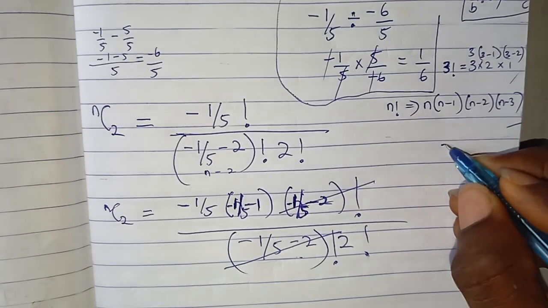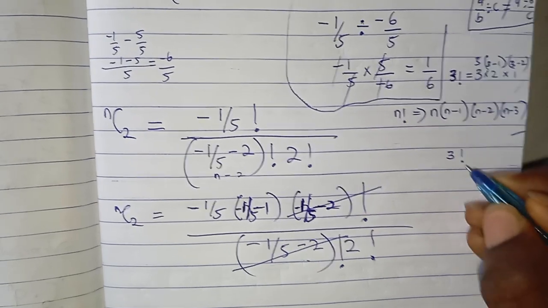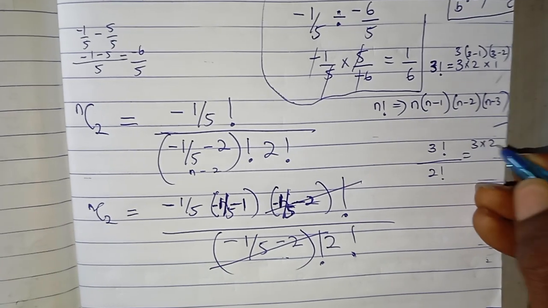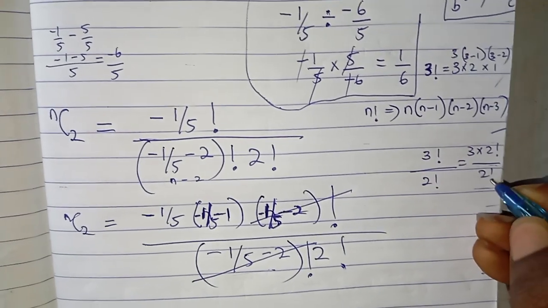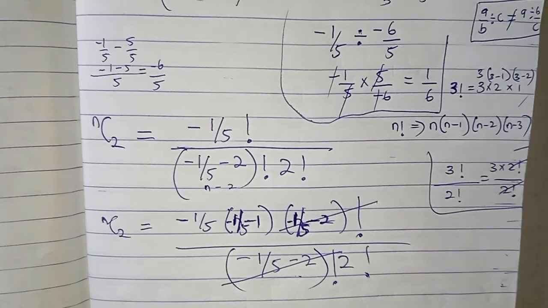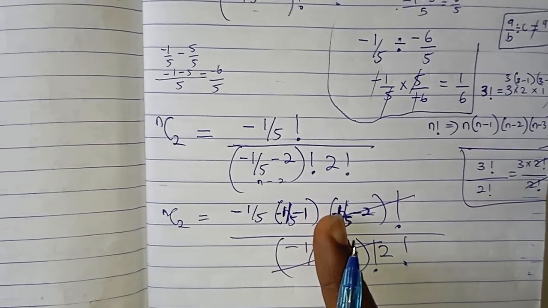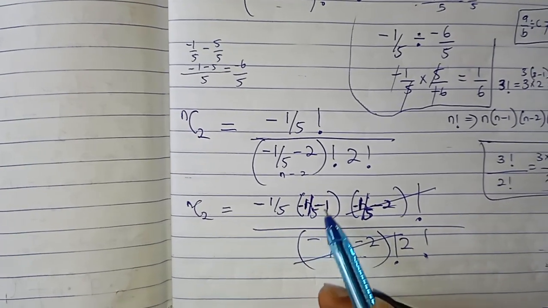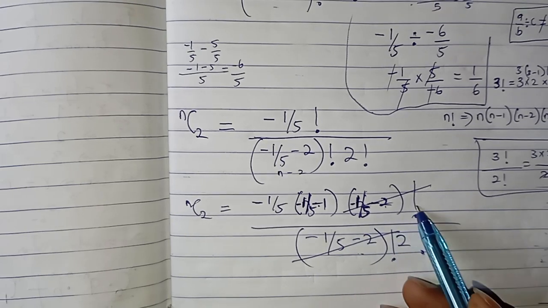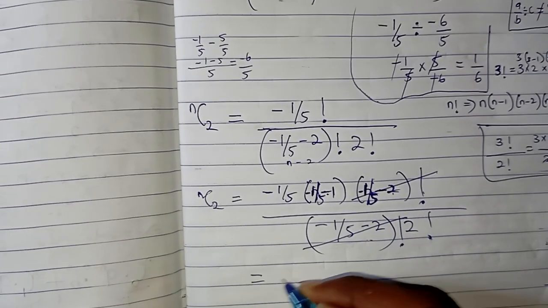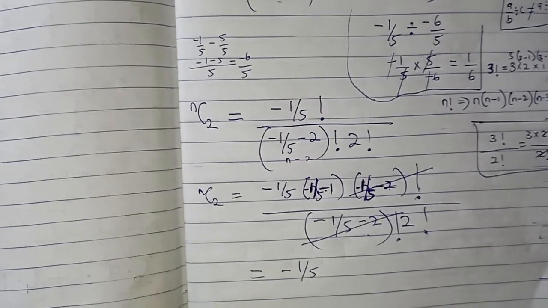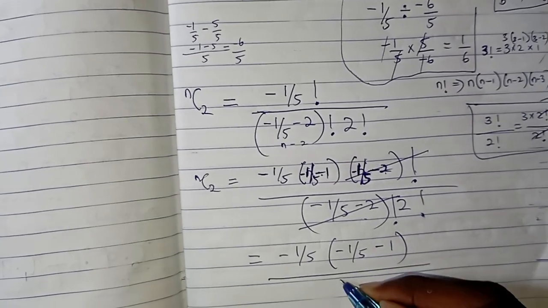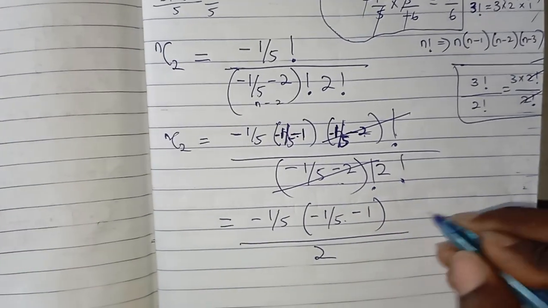Remember, if I have, for example, 3 factorial over 2 factorial, I can go on by saying 3 times 2 factorial all over 2 factorial, so that this will take care of this. That is just what I did here. So I just did minus 1 factorial. It's essentially saying minus 1 over 5 minus 1, minus 1 over 5 minus 2. So I've done it. So I now simply get minus 1 over 5 into minus 1 over 5 minus 1 all over 2. And remember, we've done this before.